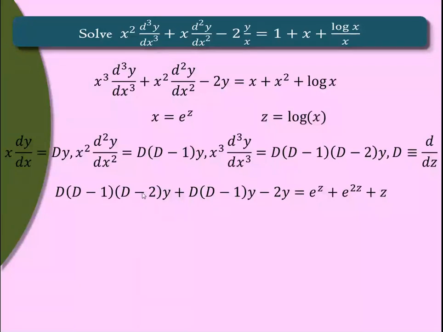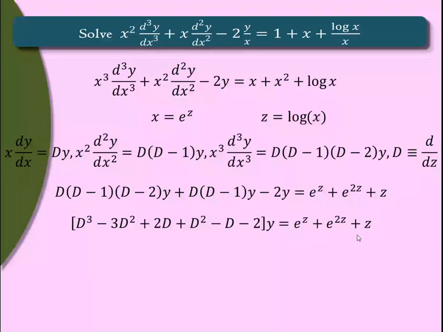It becomes D square minus 1 minus 2 minus 3D plus 2. And if you multiply it by D, it becomes D cube minus 3D square plus 2D. This becomes D square minus D. This will be minus 2. Take y common, equal to e raised to z plus e raised to 2z plus z.